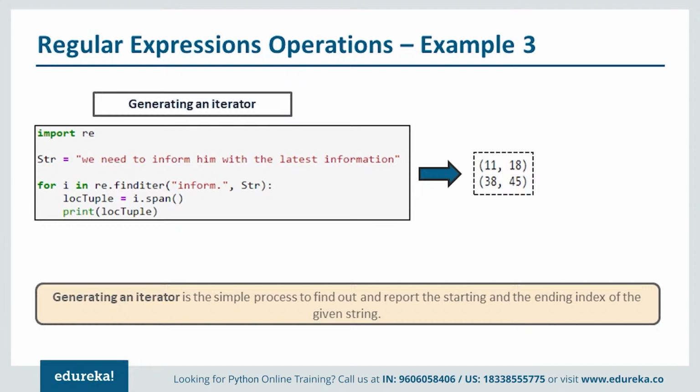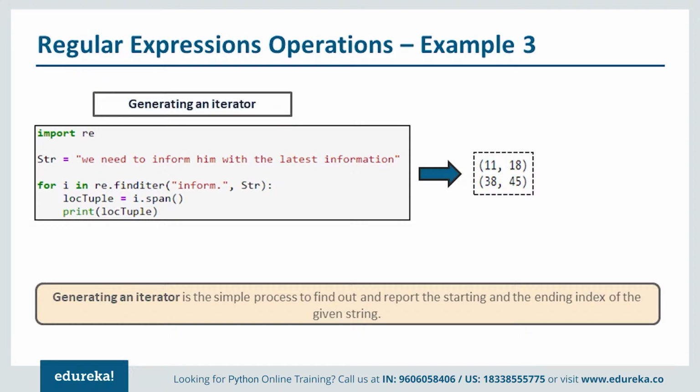Similarly, here also we try to use the finditer. So an iterator is something which will search for a particular string, but in return it only gives you the index value where the string is present and what is the ending point. Now in this case we have the keyword inform mentioned twice.